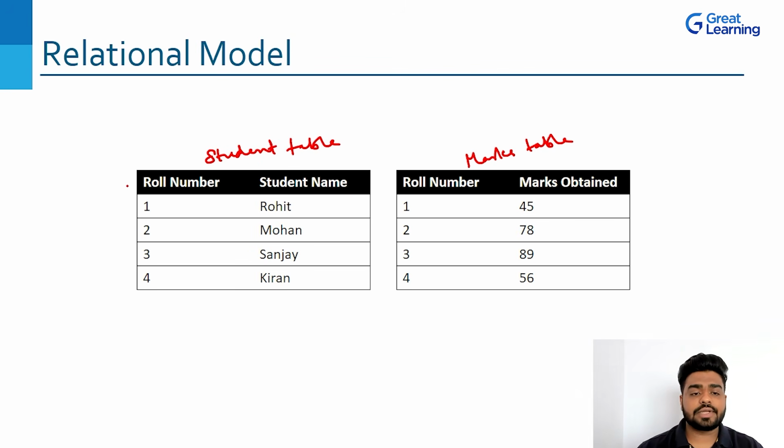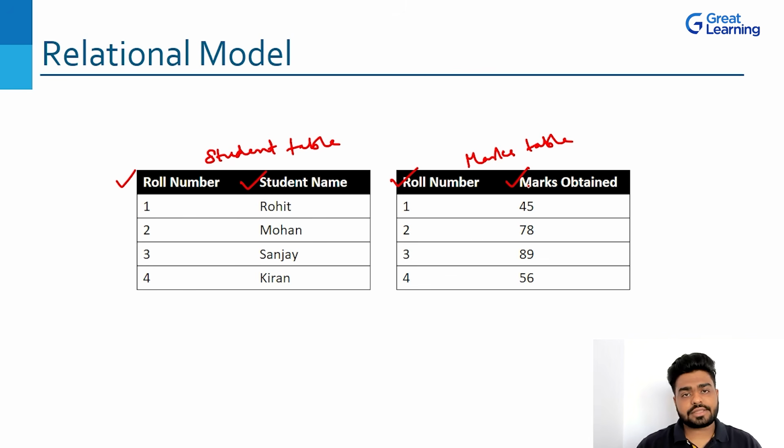So let's see the fields. We have one roll number field and one student name field in the student table. So every roll number is assigned one particular student name, and in the marks table we have roll number, which is again a particular field for the marks table, and one particular field which is marks obtained. So for the assigned roll numbers, people have these marks obtained.